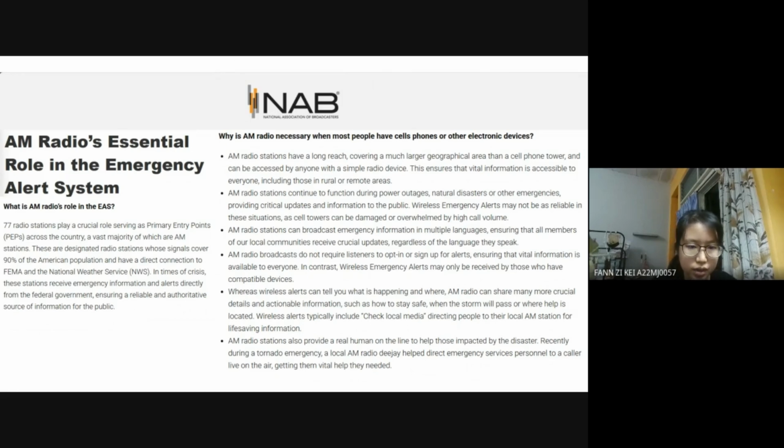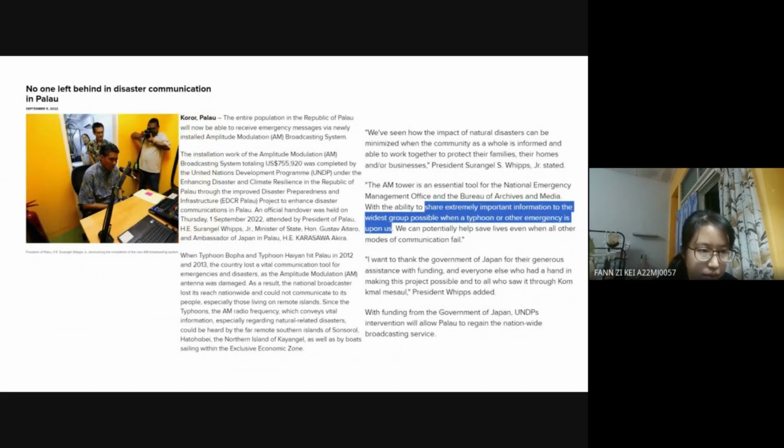We can refer to the next slide, which is talking about Palau's disaster, where there was a communication breakdown in 2012. So it was hard for the government to reach out to the audience, to the victims of the disaster. So it is important to have AM to access a wider group when there is a typhoon or emergency, so that they can save lives and know where to get help. So actually AM is very useful. We don't need to abandon AM even though we have FM communication technology.